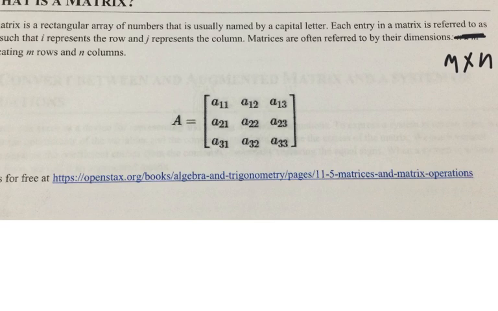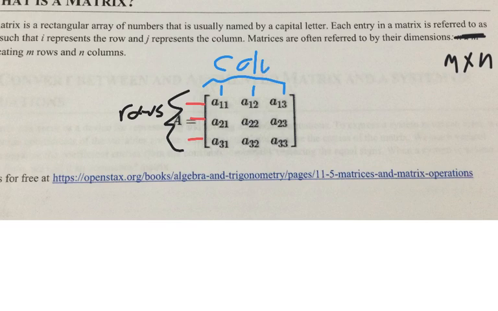So, for example, here in this matrix, going top to bottom, these are the rows. So there are 1, 2, 3 rows. Okay, and then across, these are the columns. So there are 3 columns. So we could say that this matrix is a 3 by 3 matrix. Or that's sometimes referred to as a square matrix.